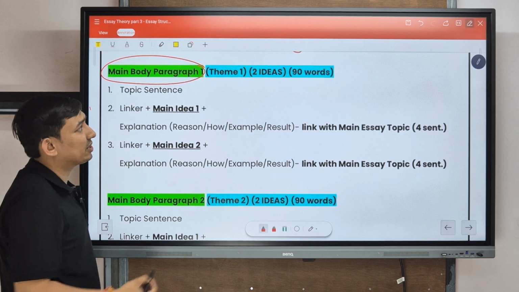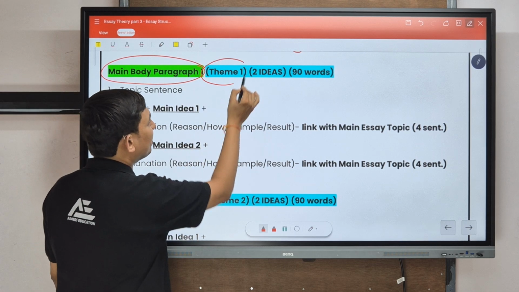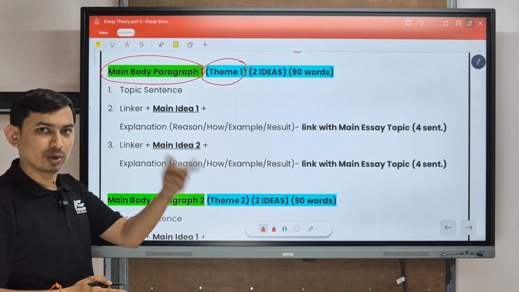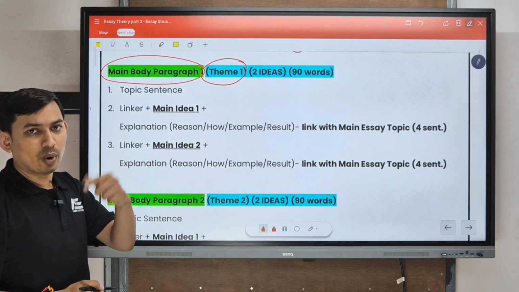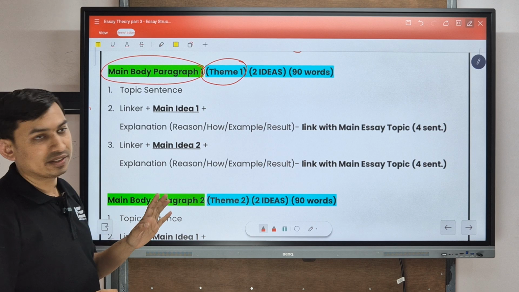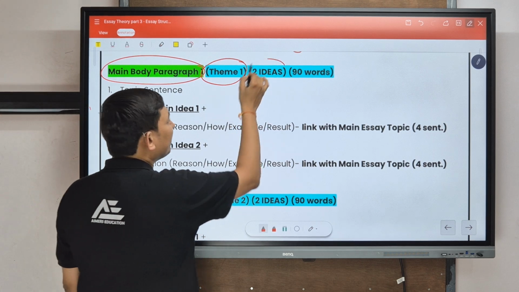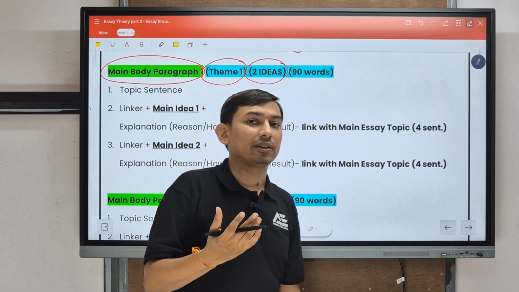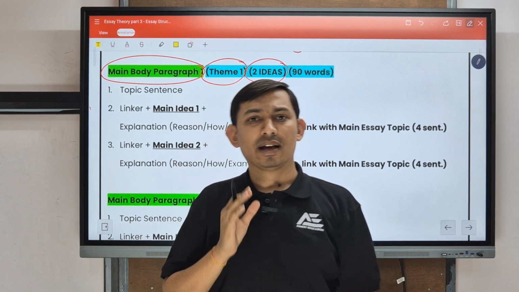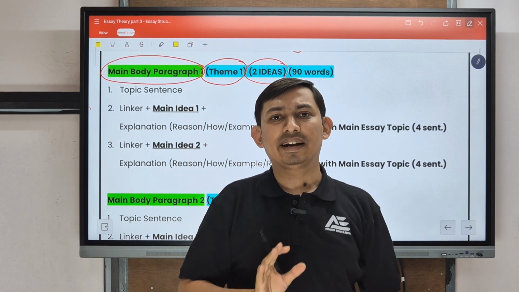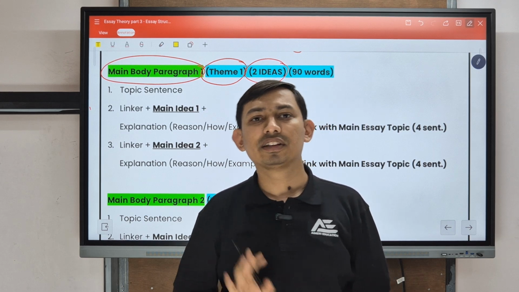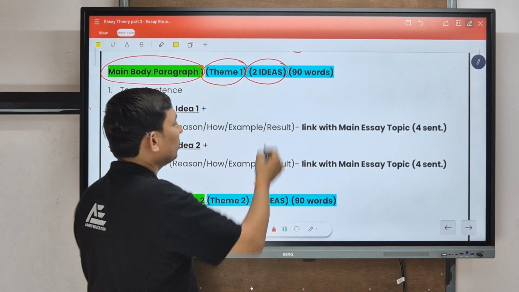Here it is clearly mentioned that body paragraph 1 will represent theme 1 or first theme, like causes or solutions or effects or advantages or disadvantages. Here we have to write two ideas. Normally in some cases one idea is also accepted, but here we have maintained the stand that we normally are going to write two ideas per theme. So two ideas.